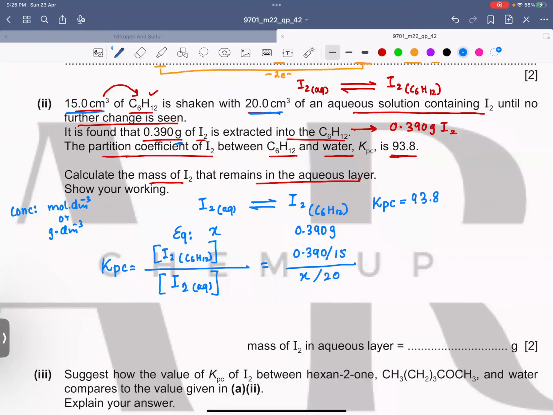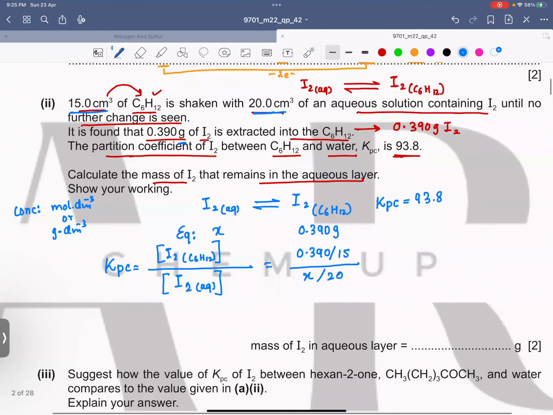And now you have to find, okay, so it means, one minute please.